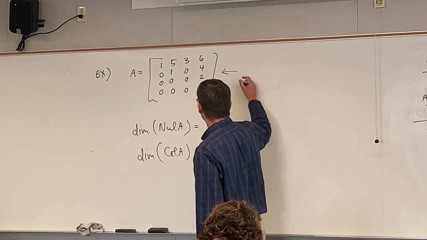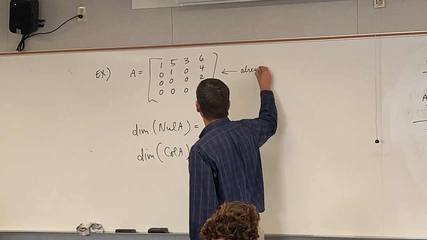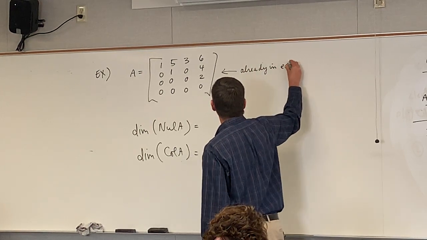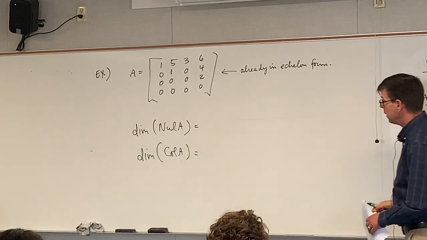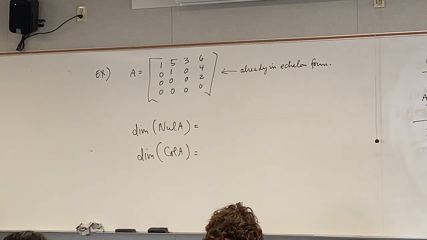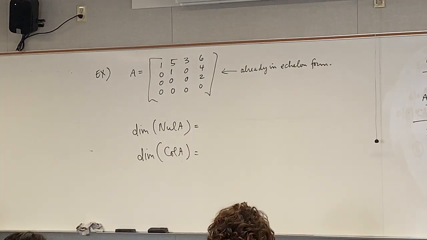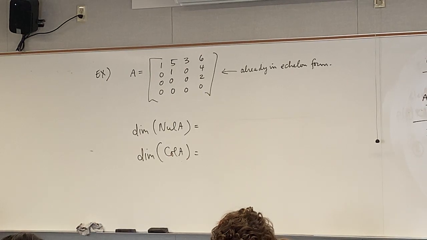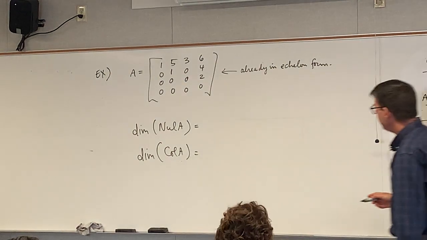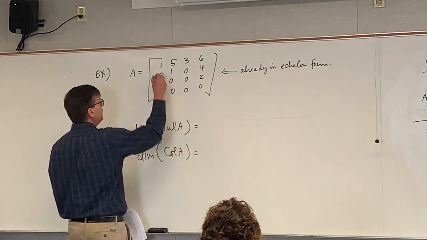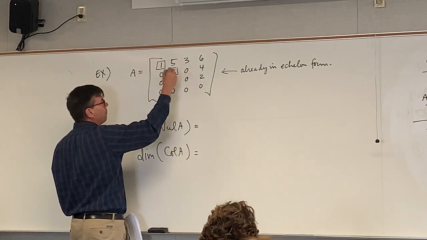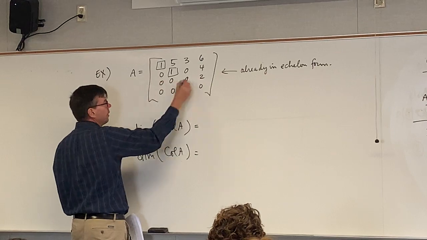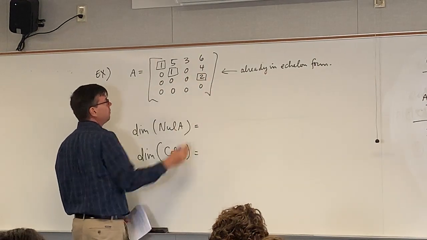This is already in echelon form. It's not reduced. So we have the zeros below. We don't have the zeros above in the pivot columns, right? But the idea is once we get to echelon form with the zeros below, we know where our pivot positions are. So to figure out what's going on here, I need to look for pivot positions. I have one here, one here. There's no pivot position in the third column and fourth column, right?